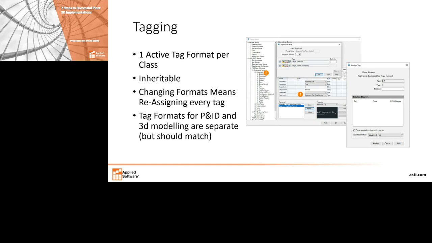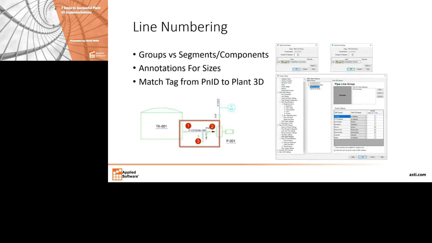So let's switch on to line numbers, and this will be the 7th and almost most critical item for this. Line numbering. So the most important thing to grasp, and this is one of the things we teach in our admin course, is the difference between groups and segments or components. So I have a little diagram here on the P&ID that shows 3 different segments. They're numbered 1, 2, and 3.